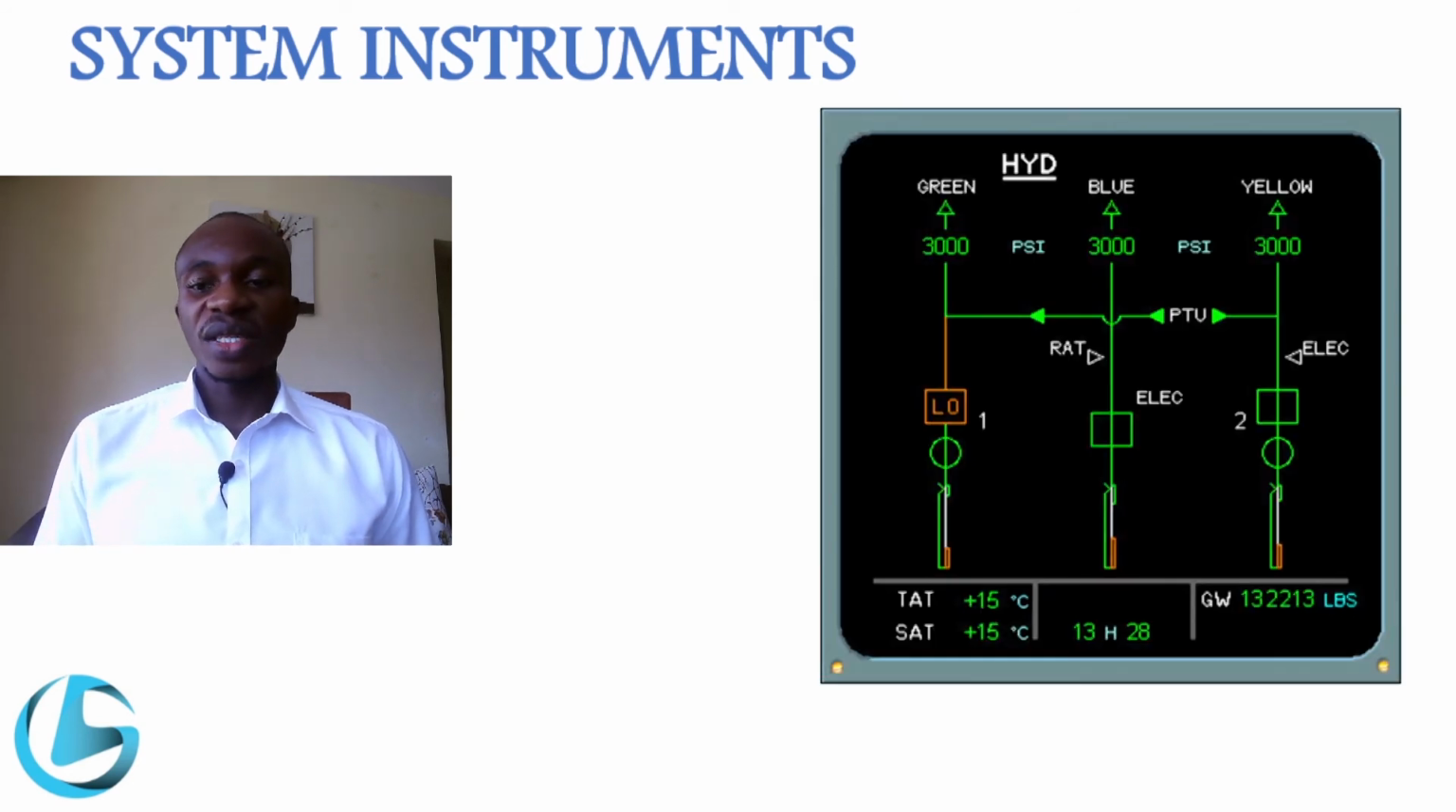And see the hydraulic system. In this aircraft, we have three hydraulic systems. We have the green system, the blue system, and the yellow system. The pressure for these systems is indicated here. We also see the quantity of the fluid in the reservoir for these hydraulic systems.